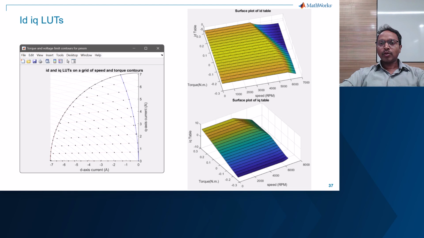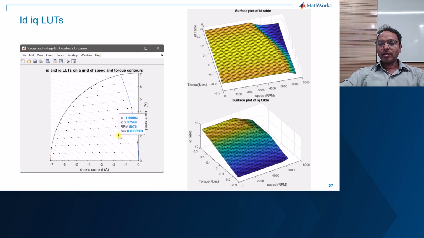We will look at the ID and IQ lookup tables from the figures generated from the block. The figures on the right are surface plots of the ID and IQ lookup tables on a grid of speed and torque. When the same points are plotted on the IDQ plane, we get the figure on the left. Each black dot on the figure represents an optimal ID and IQ for a certain speed and torque operating point. The pale blue ellipse segments represent the constant speed curves, representing the segments of voltage limit curves at different speeds. All the points along any of these curves represent the same speed, but they change the torque operating point.